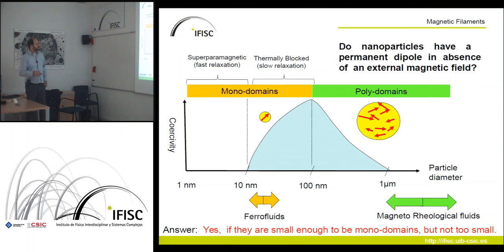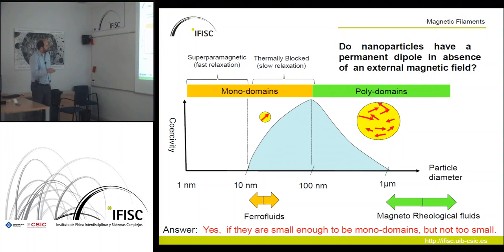And if the size is too small, you have a monodomain, but the block walls are not big enough, so the dipole is not fixed in the crystal structure of the particle. So the dipole is rotating inside the crystal structure. So also, on average, you have a zero dipole, zero magnetization.